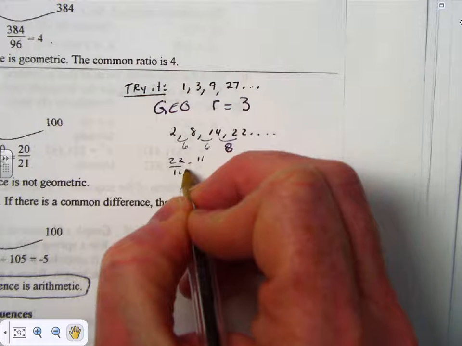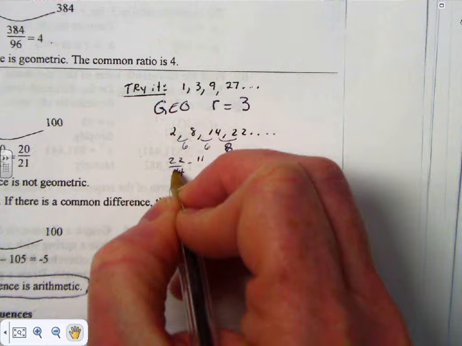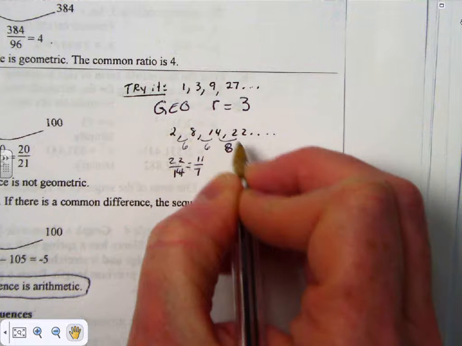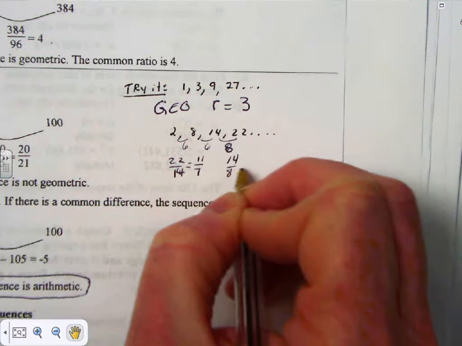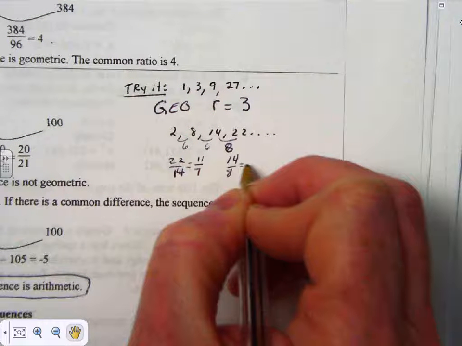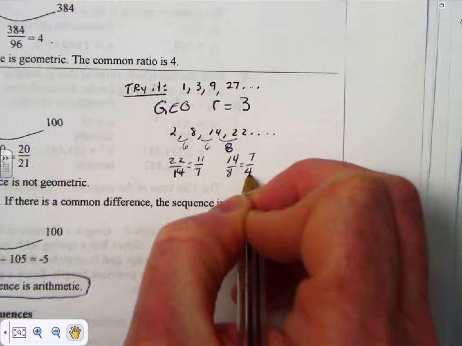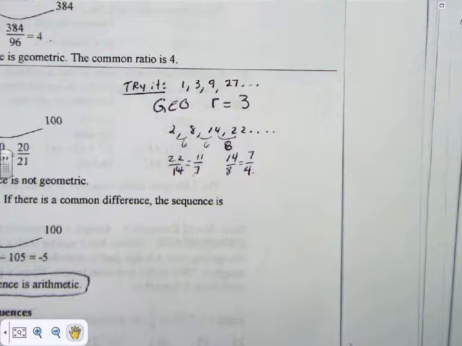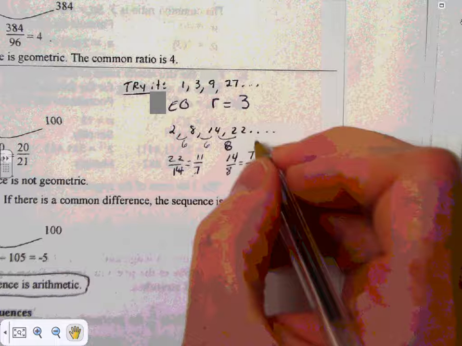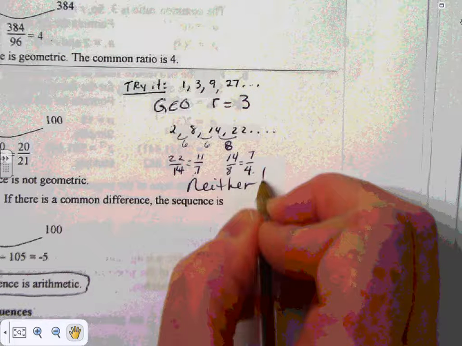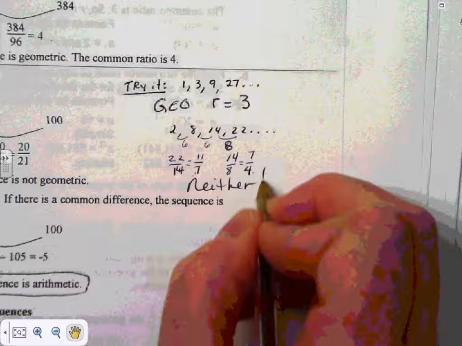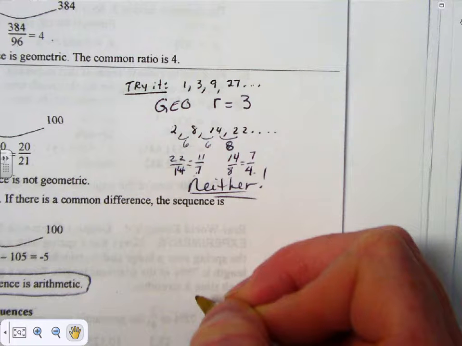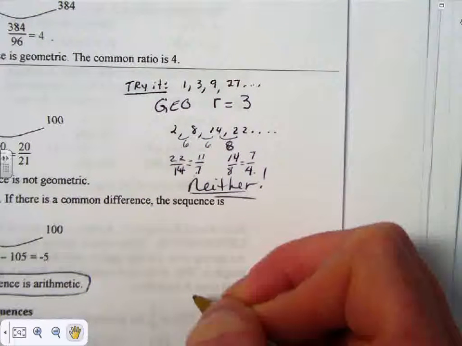There should be a 14. So that becomes 11 over 7. What about 14 divided by 8? Divide by 2, I get a 7 over 4. Are those the same? No. So it wasn't arithmetic. It wasn't geometric. So this is going to be a neither. Good. All right.